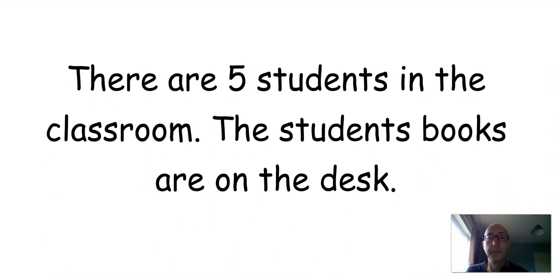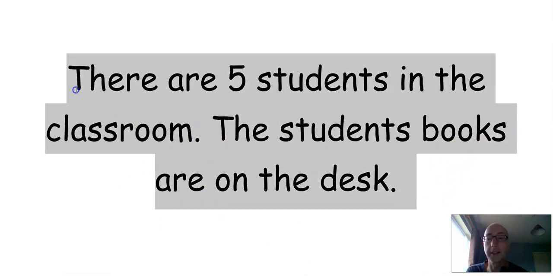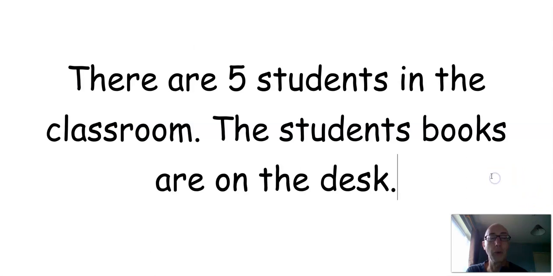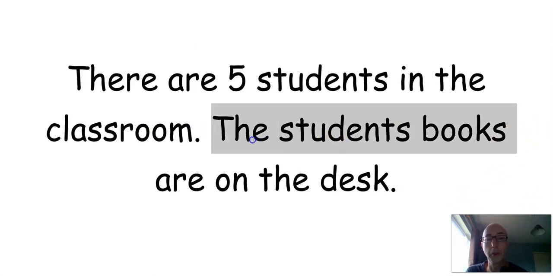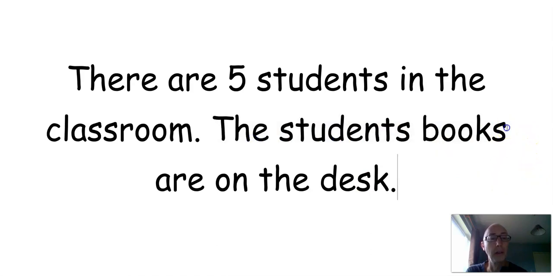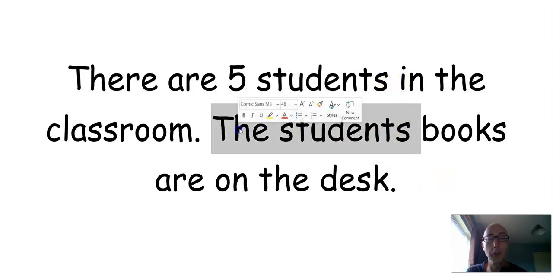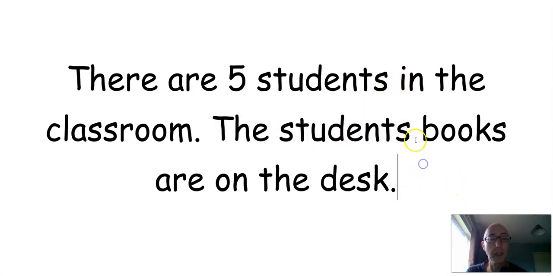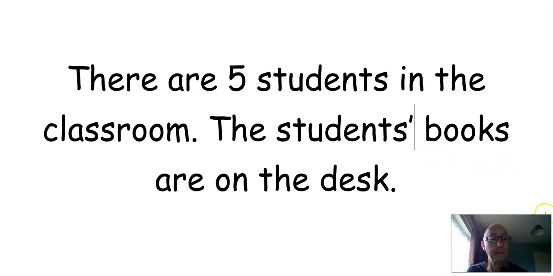That's all we do. There are 5 students in the classroom. The students' books are on the desk. So where's the possession here? The students' books. Books makes no difference. Could be singular or plural. Students, we know there are 5 of them, so it's plural. So to indicate the plural and the fact that there's possession here, where do we put the apostrophe? There it is. And that's all. That's perfect. That's fixed it.